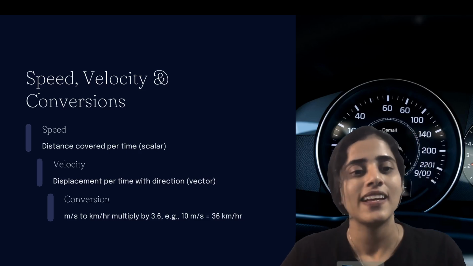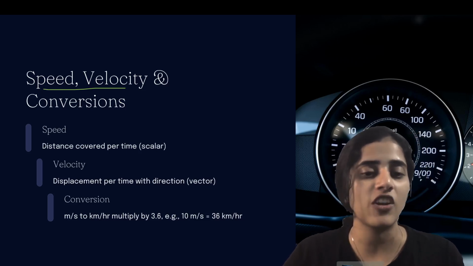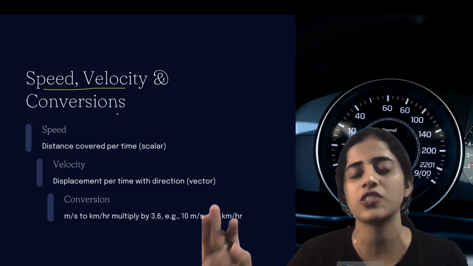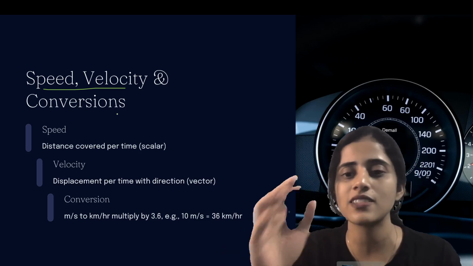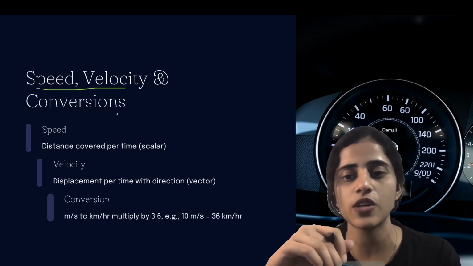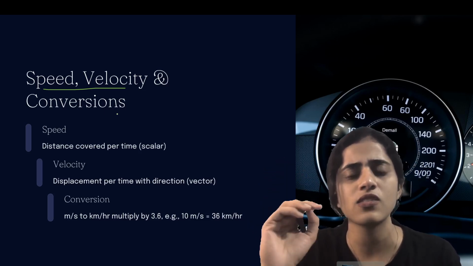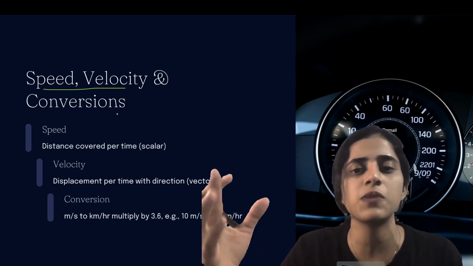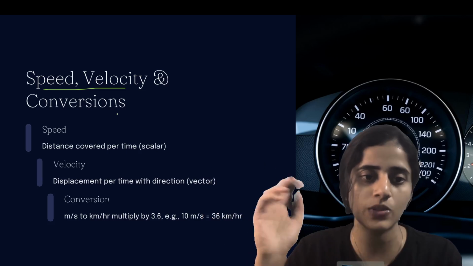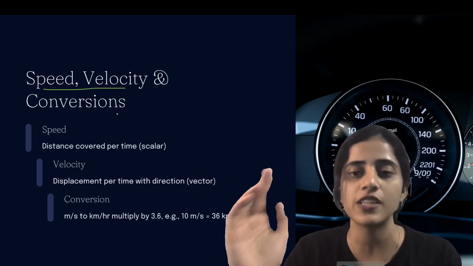Okay. Next is speed and velocity and their conversions. So what is speed? What is velocity? You already know now. Speed is just, you can see the speedometer. On the speedometer, it's 300. Okay. Let's say it's 300. Direction does not matter because it's speed. But 300 in the forward direction will make it velocity. Okay. I hope you get the difference now.